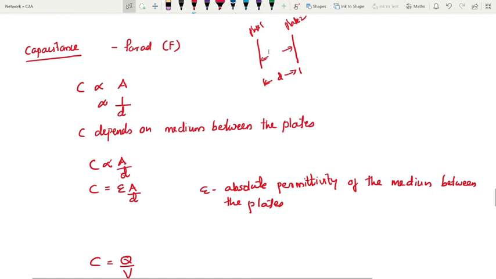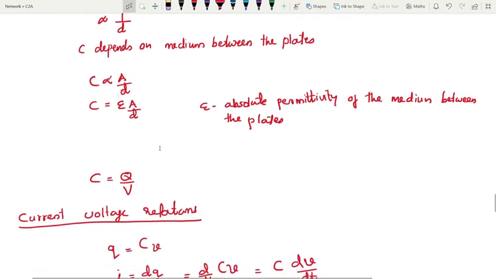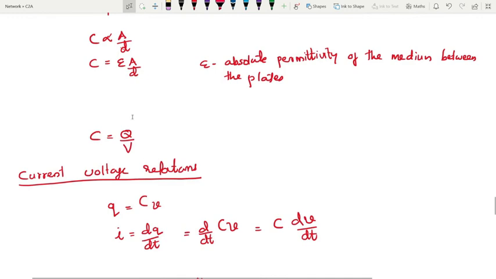If Q coulombs of charge is given to one plate of a capacitor, and if the potential difference across these two plates is V volt, then the capacitance is calculated by this equation: C is equal to Q divided by V. So a capacitor is said to have a capacitance of 1 farad if a charge of 1 coulomb is required to establish a potential difference of 1 volt between its plates. That is the definition of 1 farad.